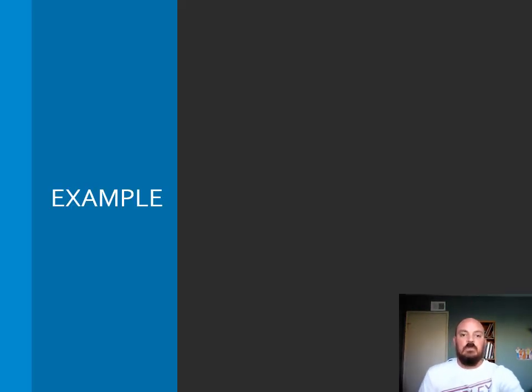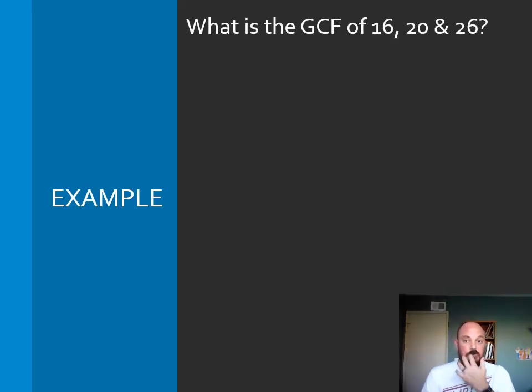All right, let's do one more example because I want to show you what happens when there are 3 numbers. So now we're going to do the greatest common factor of 16, 20, and 26. So I'm going to start off by doing 3 different factor trees. Let's do the 16 first.